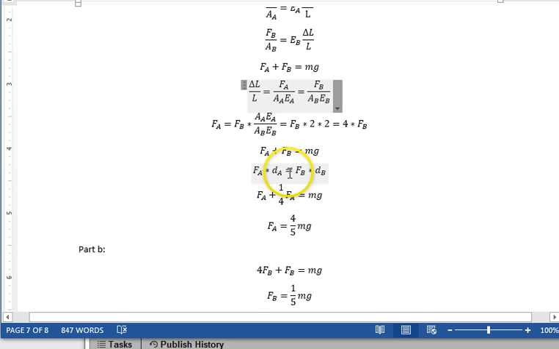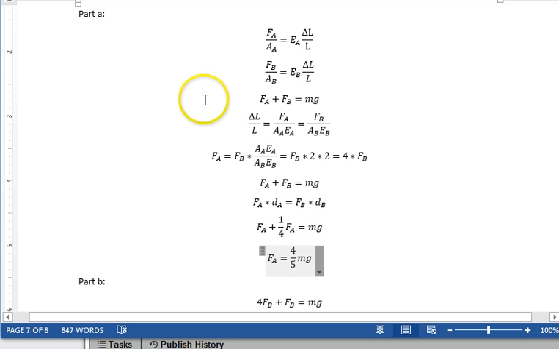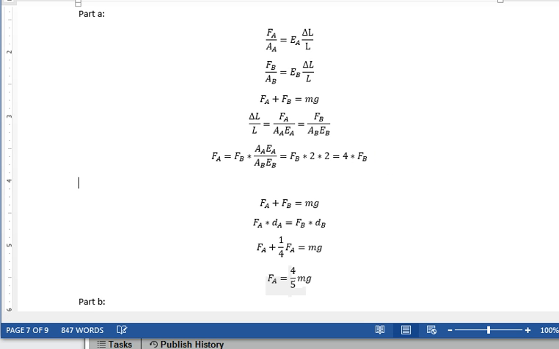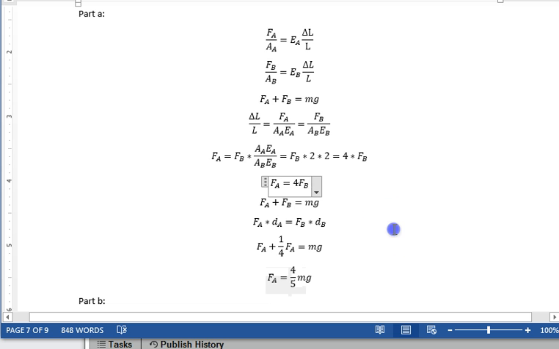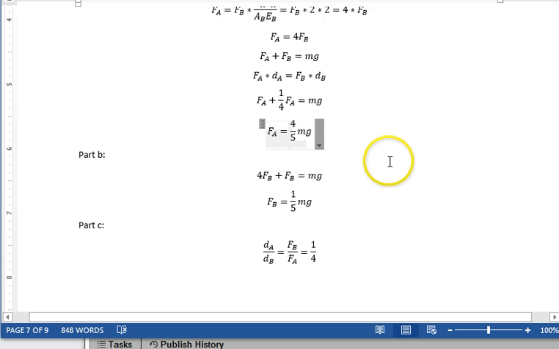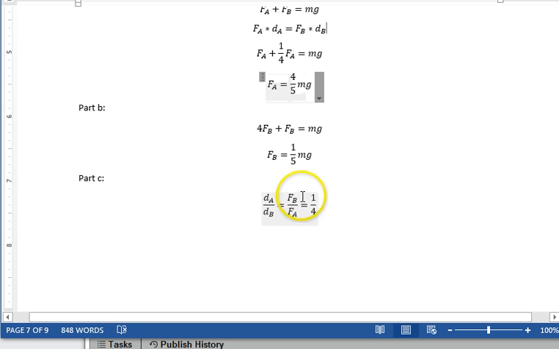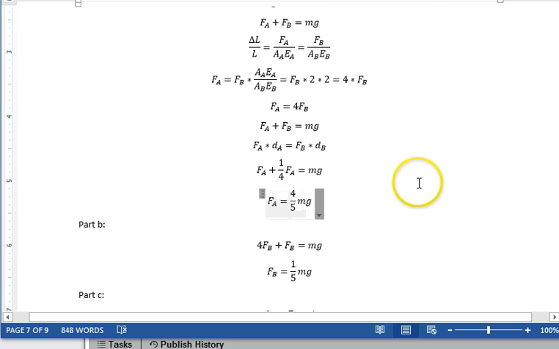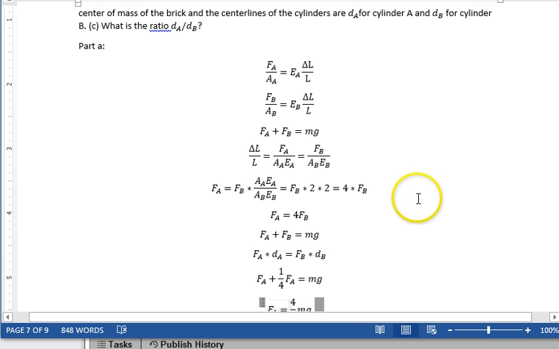Let me make sure I find it again. Yes, it's here somewhere. There it is, right? FA equals 4FB. Okay, FA is 4FB. I stick that in here for FA, and I get 1/4 is the ratio dA to dB. And that would be it for this problem.